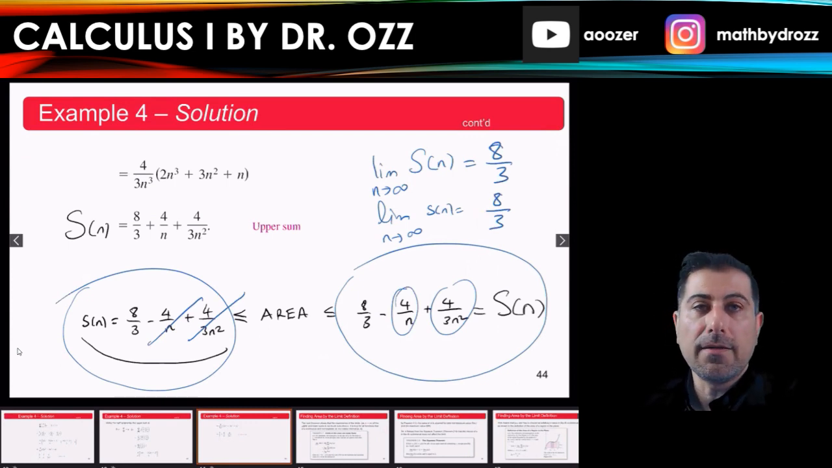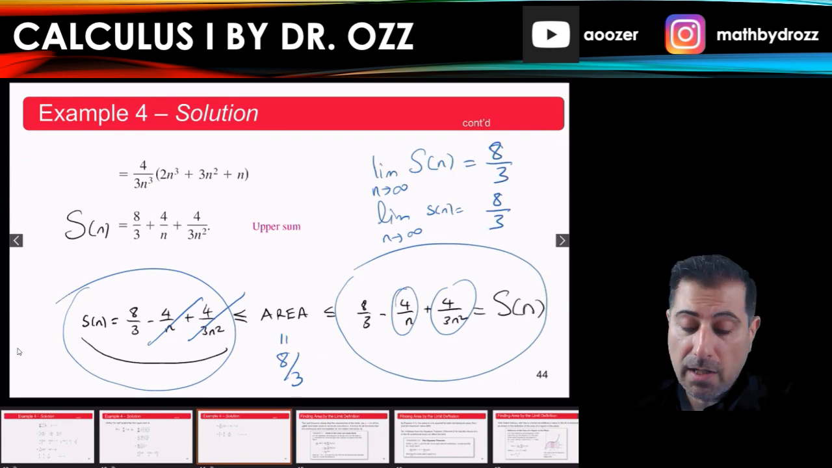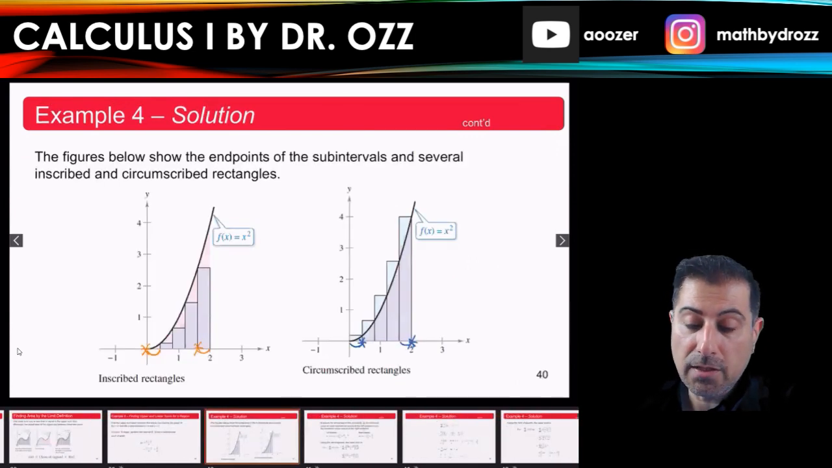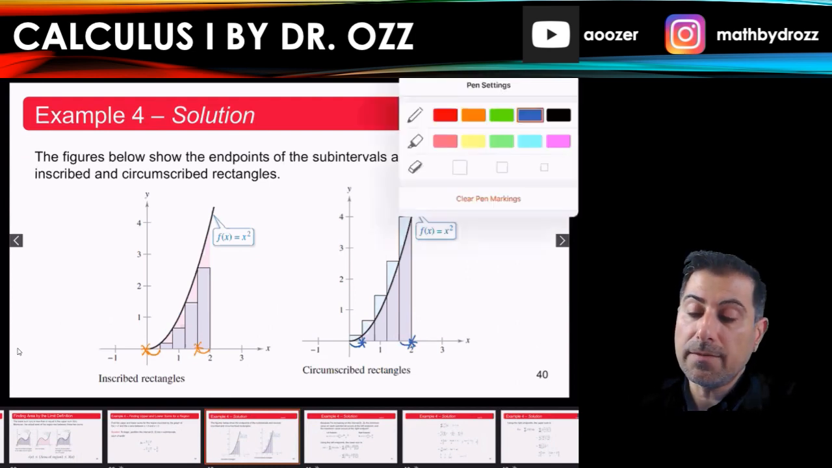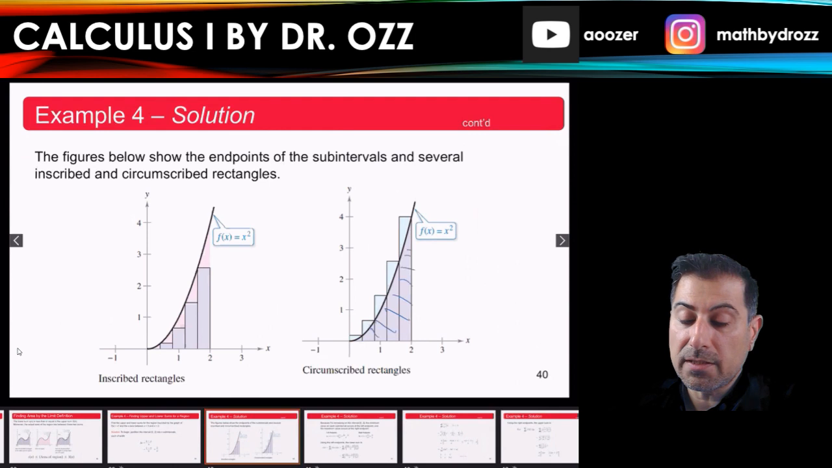And in fact, this is the area between the curve y equals x squared, stuck in between the vertical lines x equals 0 and x equals 2. Okay? So this actual area, not inscribed, not circumscribed, but the actual area is represented by 8 over 3.